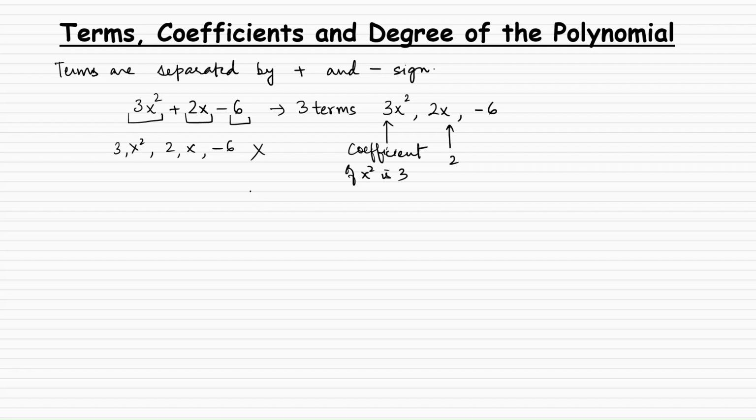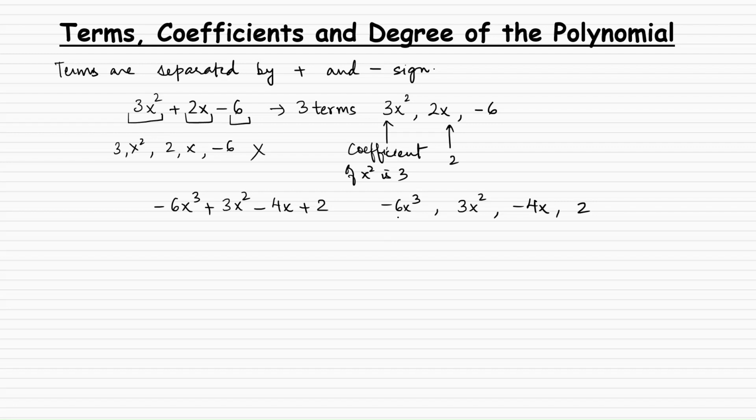Let me write one more polynomial for you. Negative 6x cube plus 3x square minus 4x plus 2. How many terms are there? There are 4 terms. Which ones? Negative 6x cube, 3x square, negative 4x and 2. And what are their respective coefficients?